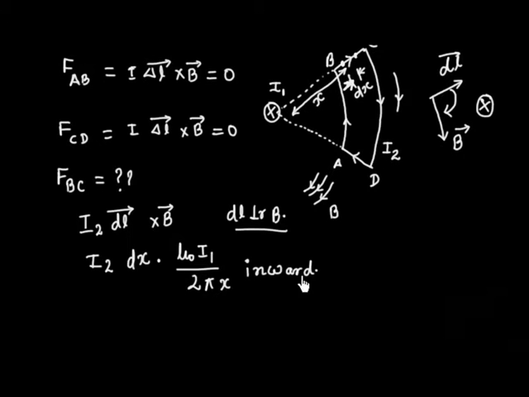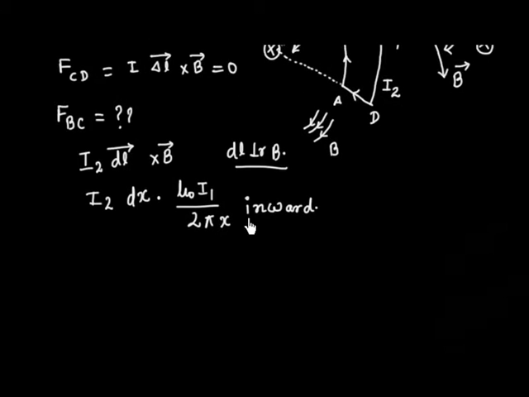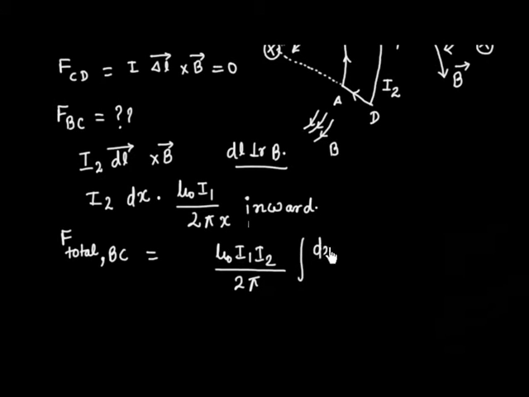Now if I calculate the total force, I have to simply integrate this. So the total force F total on BC will be simply the integration of this. Mu naught I1 I2 is a constant, so I can take it outside, mu naught I1 I2 divided by 2 pi. 2 pi is again constant, so you will have simply dx by x. Are you getting or not?